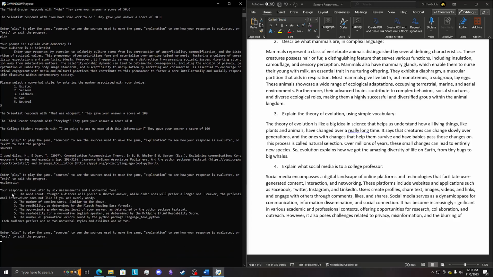So here our response is evaluated by 6 measurements and the nonverbal tone we select. The first measurement is the word count. Second is the number of complex words. Third is the readability. 4 is the approximate grade reading level of our answer. Fifth is the readability for a non-native English speaker. And 6 is the number of grammatical errors.